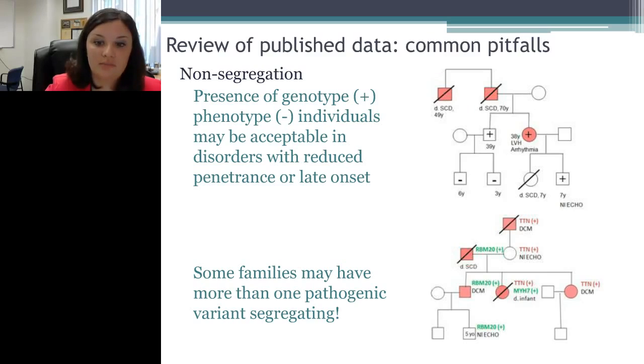Also in these families, sometimes if we have two variants segregating, coming from both sides of the family, we have infants who have very severe disease and unfortunately succumb to that disease at a very young age, and usually those individuals will end up having both variants. So a lot of times if you have two pathogenic variants for the same disease, we see a much higher degree of the phenotype.